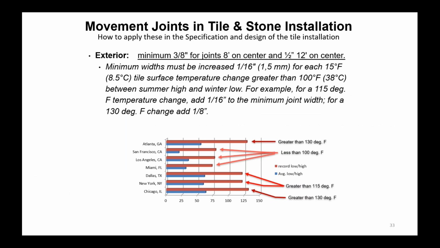This gives you a little bit of an idea of some of the temperature changes between summer and winter. If you're in areas like LA, San Francisco, or Miami, you really don't have to worry so much about this 100-degree rule. But if you're in areas like Atlanta, Georgia, Chicago, or New York, definitely you have to take a serious look at this, because you're exceeding well over 100 degrees from winter lows to summer highs.